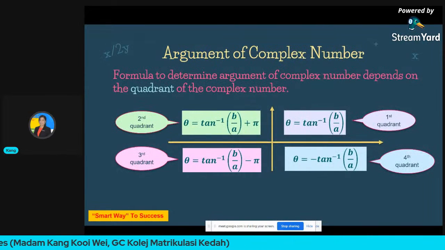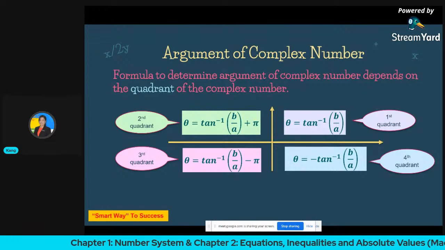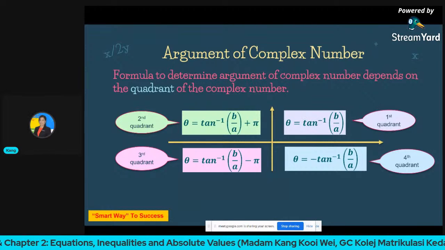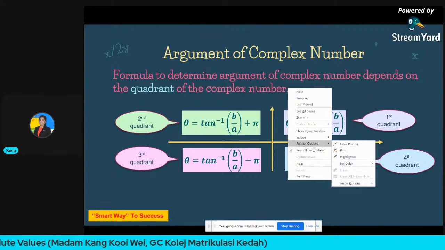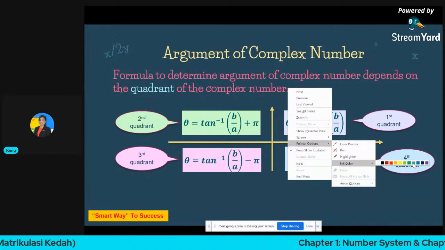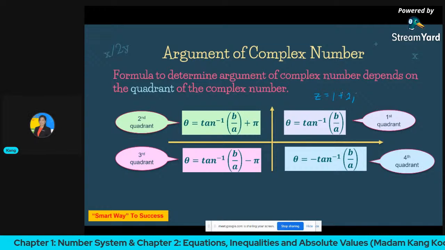Then the formula for the argument of a complex number depends on the quadrant that the complex number is in. For example, for the first quadrant, the formula to get the argument is arctangent b over a. An example of a complex number in the first quadrant is z equals 1 plus 2i, where our a is 1, b is 2, both positive values.